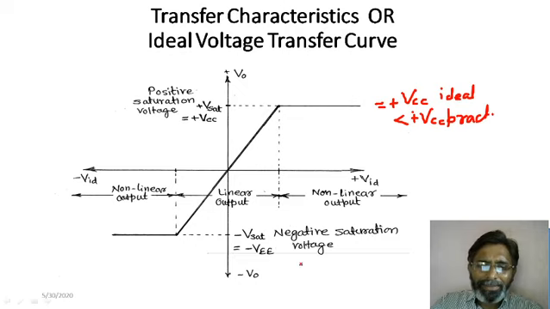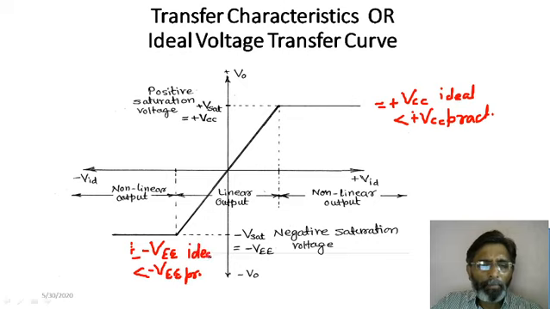And the same is the case on this side also. Here this minus Vsat is always equal to minus VEE for ideal op amp, and it is less than minus VEE for practical op amp. And this is for ideal op amp. So these are the transfer characteristics of the op amp. They are very, very important.